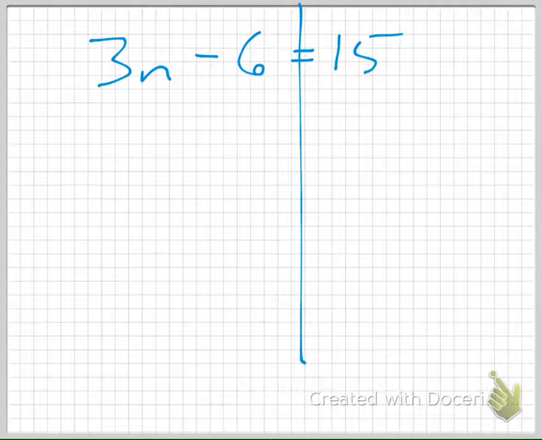There's a 3 and a 6. Which one do I take care of first, the 3 or the 6? 6. Why? Because it's higher in the operation. Reverse order of operations, right? We're doing adding and subtracting first. So there's a minus 6 there. How do I get rid of the minus 6?